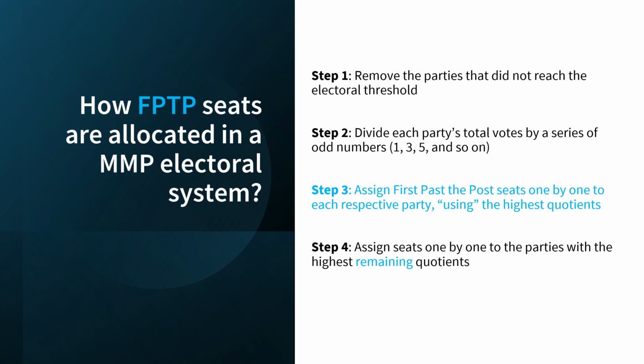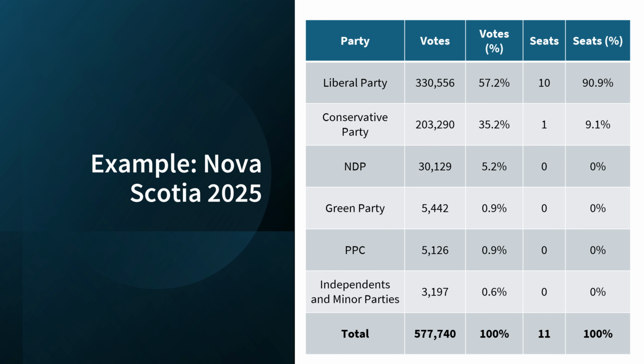The difference in a mixed-member proportional electoral system is that you first allocate the first-past-the-post seats and then allocate the remaining seats using the Saint-Laguë method. Let's again use the 2025 Canadian federal election in Nova Scotia as an example. Remember that there were 11 seats to be filled in this election.